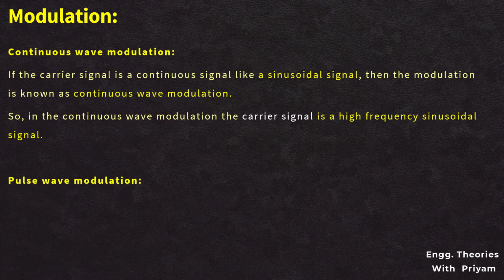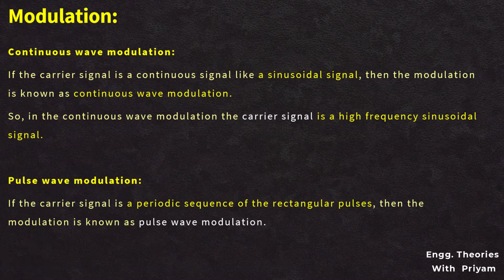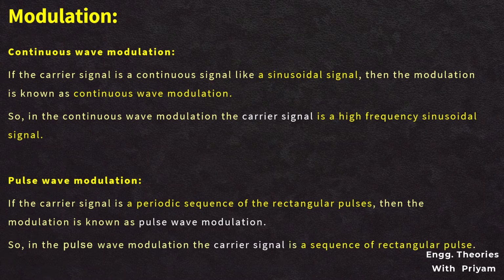Pulse wave modulation. If the carrier signal is a periodic sequence of rectangular pulse, then the modulation is known as pulse wave modulation. In the pulse wave modulation, the carrier signal is a sequence of rectangular pulse, and the characteristics of this rectangular pulse signal will be varied according to the message signal.